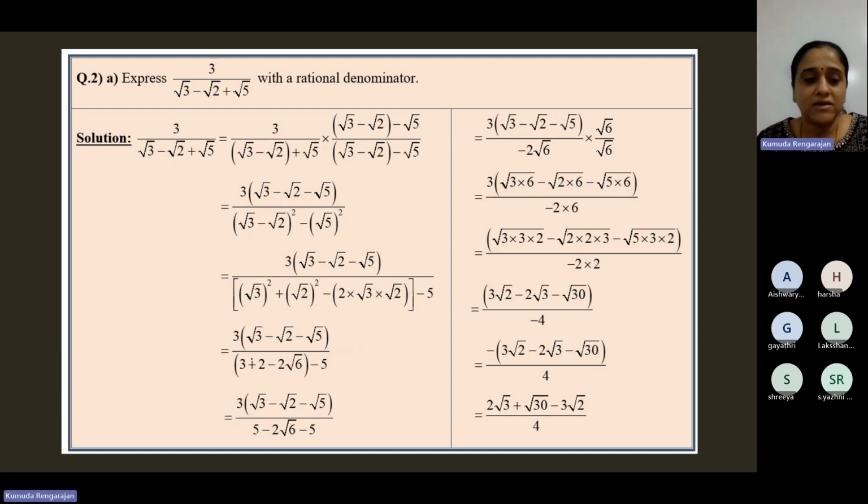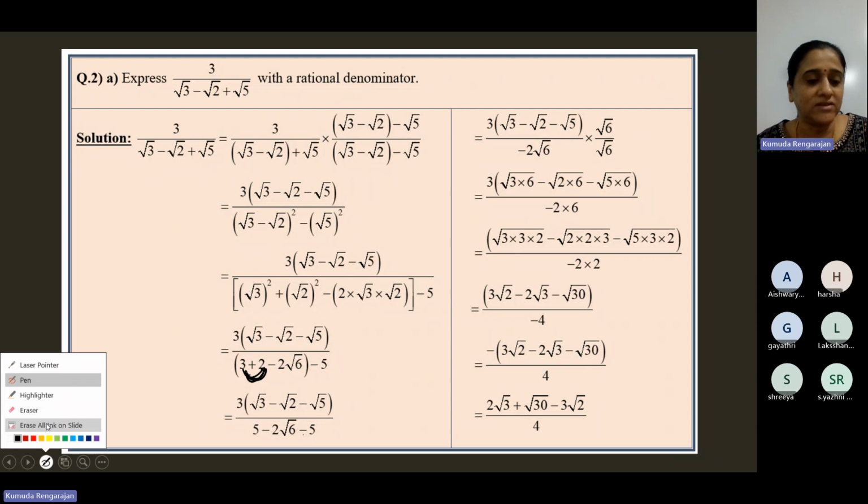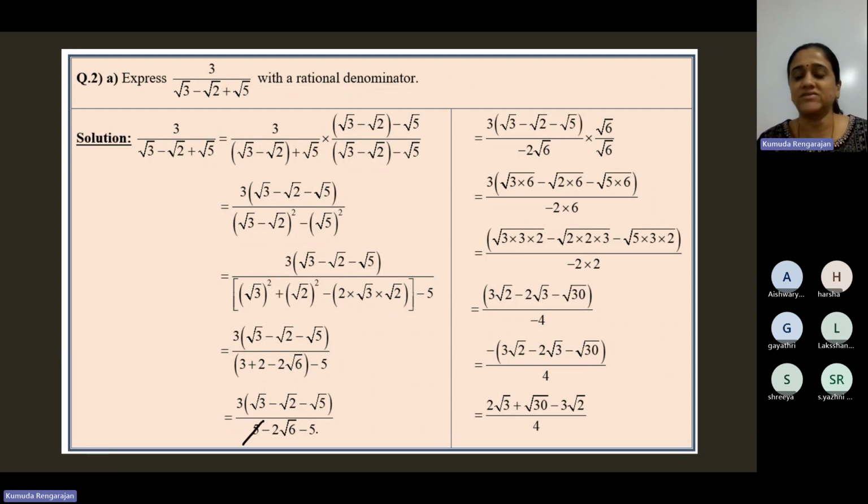Now simplify. So 3 plus 2 is 5, minus 2 root 6 and this minus 5. Correct? Now this plus 5 and minus 5 in the denominator gets cancelled. So we are left with minus 2 root 6. Okay, so the denominator was like this. Now after this process, it looks like this. However, it is still irrational.